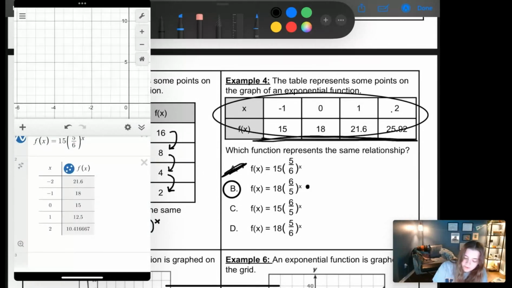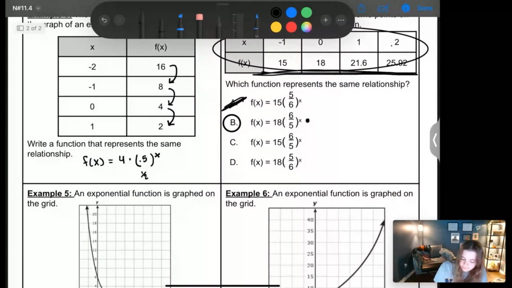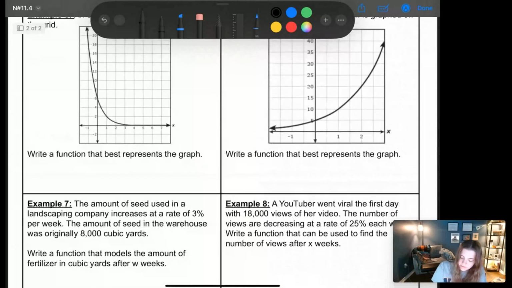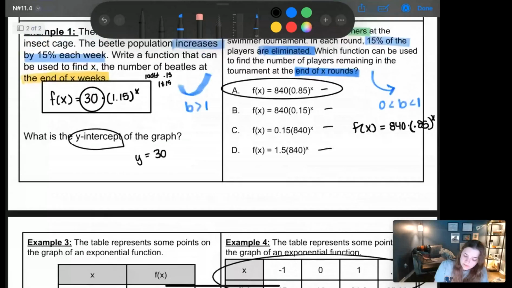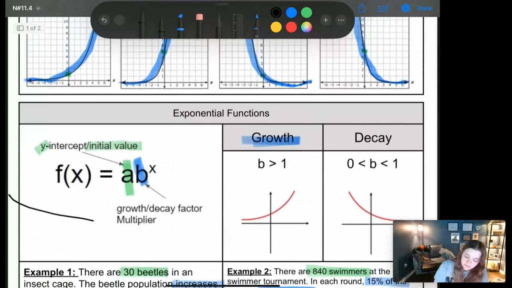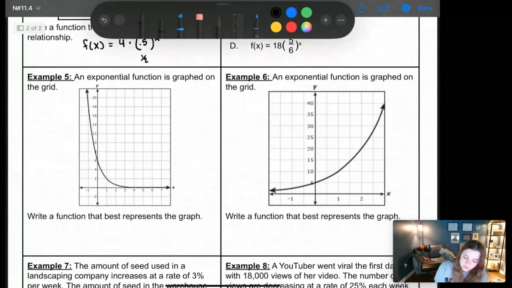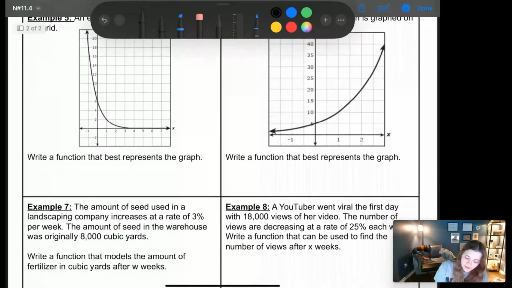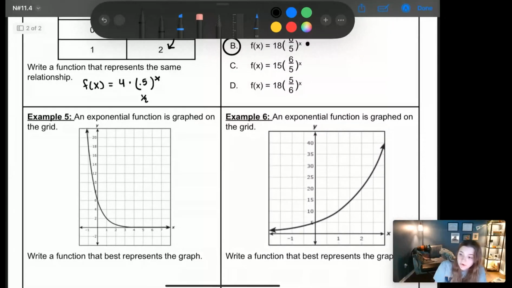All right, I'm going to put Desmos away for just a second, but remember, you can always use that. That is your best friend. Take a look at these last 4 examples, okay? You are still using this right here, this formula right here to do your function. You are going to try example 5, example 6, example 7, and example 8 on your own, okay?